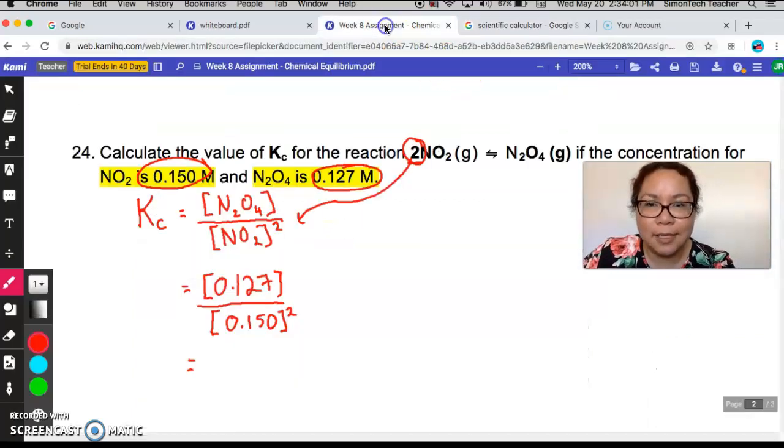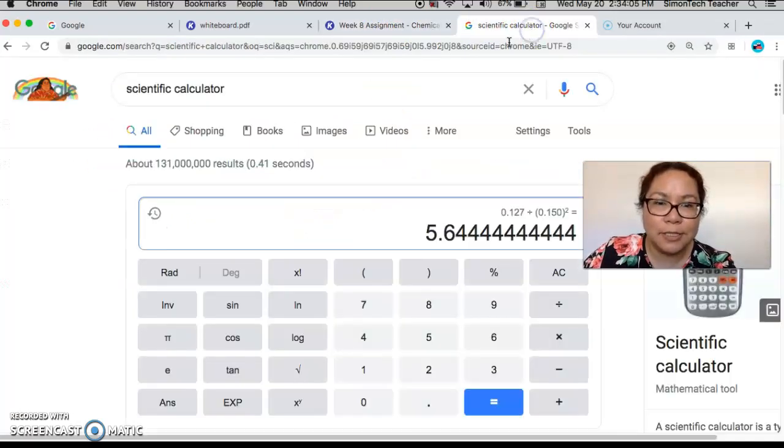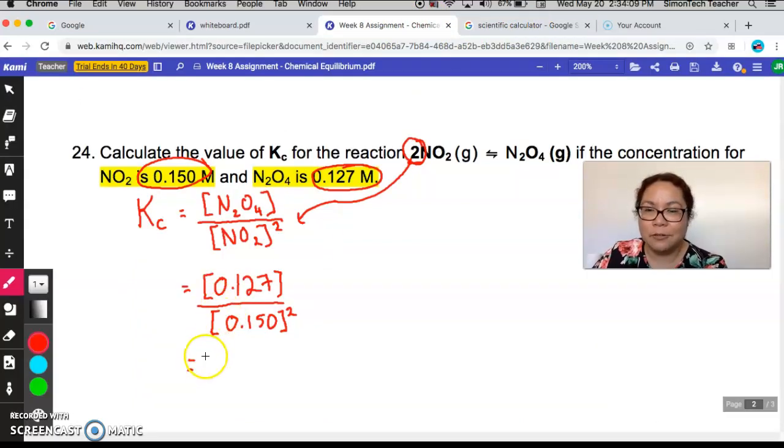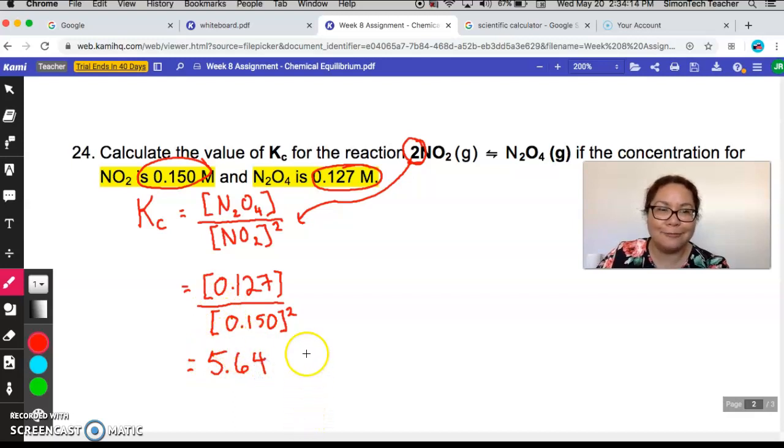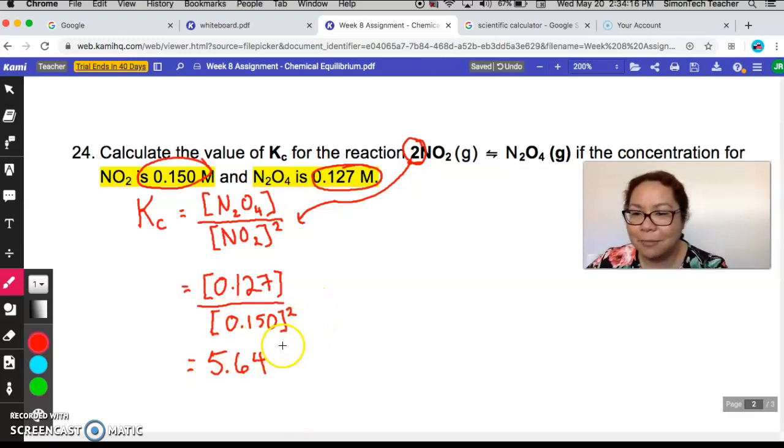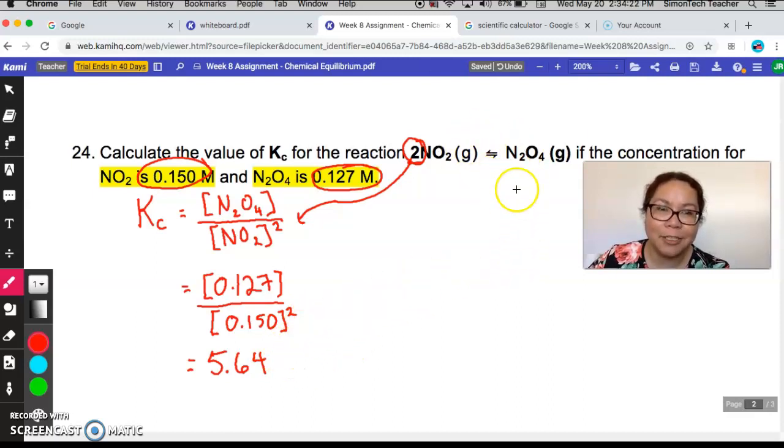And let's take a look here. 3 sig figs. Let's do this in 3 sig figs: 5.64. So it is 5.64, considered a really large equilibrium constant. So you can assume that this is more towards the forward reaction, as in there are going to be a lot more products being formed than there are reactants.